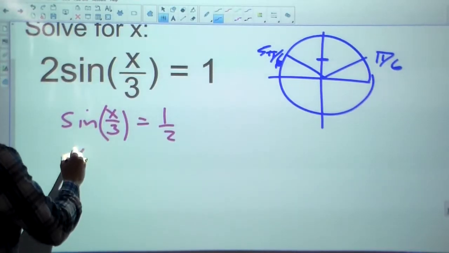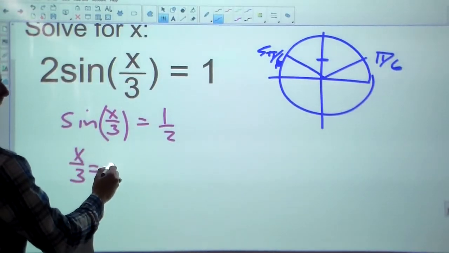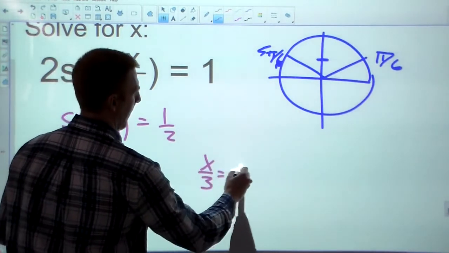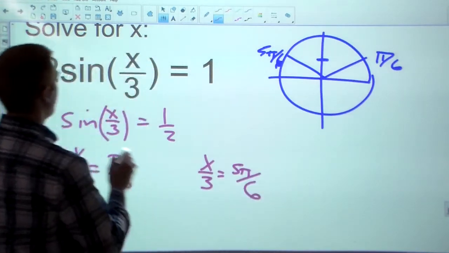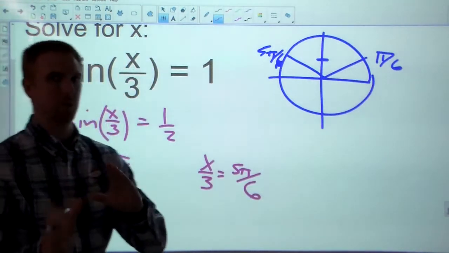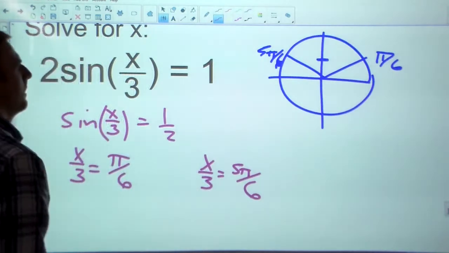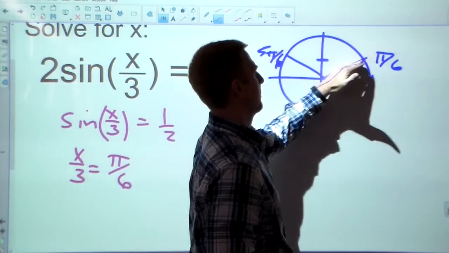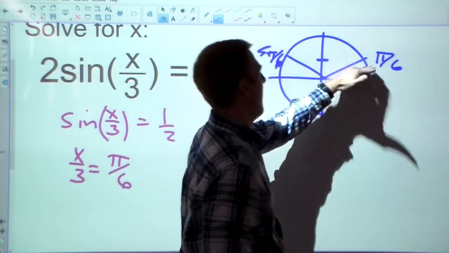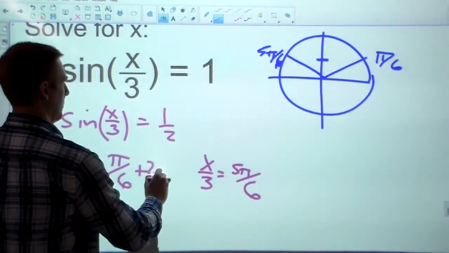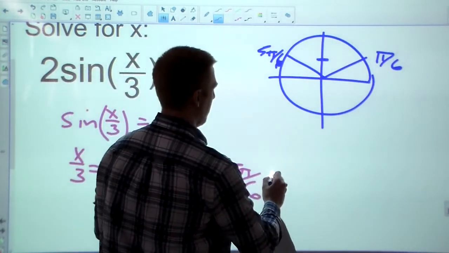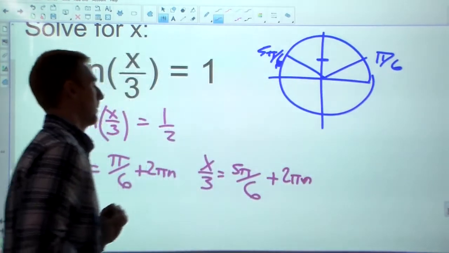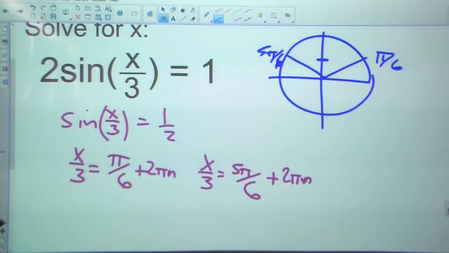So that means that x over 3 could be pi over 6, or it could be 5 pi over 6. Now this did say solve for x. It didn't say just from 0 to 2 pi. So we want all possible solutions. These are not equally spaced out. The next time you'll get a solution that's coterminal with this, it'll be one full lap around, so plus 2 pi n. And same thing for 5 pi over 6. You'll need to go a full lap around to get another coterminal angle. So plus 2 pi n to both of those.